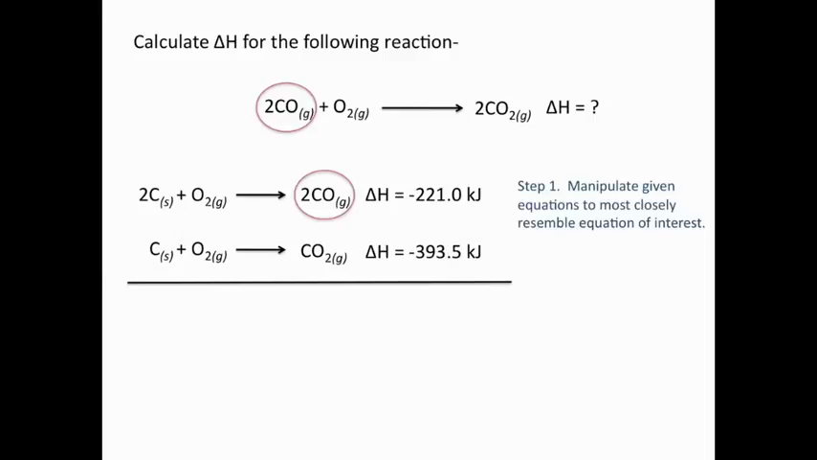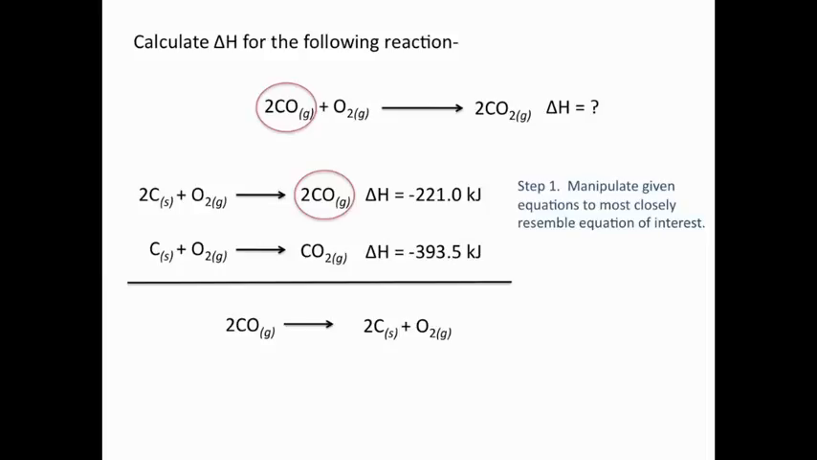So let's look at our first equation. In the reaction of interest, carbon monoxide is on the reactant side. And of the two equations given below, you only see carbon monoxide in one of these equations, and it's on the product side. So what we're going to need to do is flip this equation around so that carbon monoxide is on the reactant side. So we'll write the equation below, except we'll flip it around. So here we have 2 carbon monoxide going to 2 carbon plus O2.